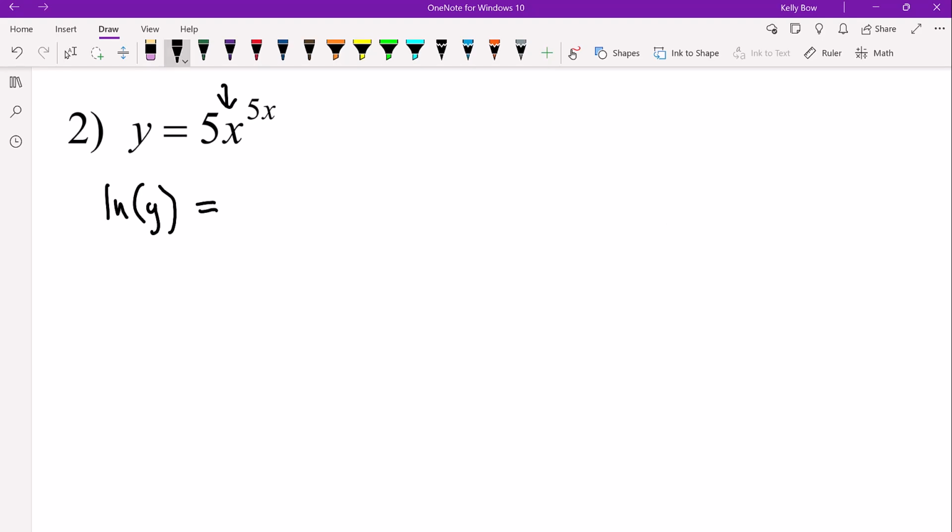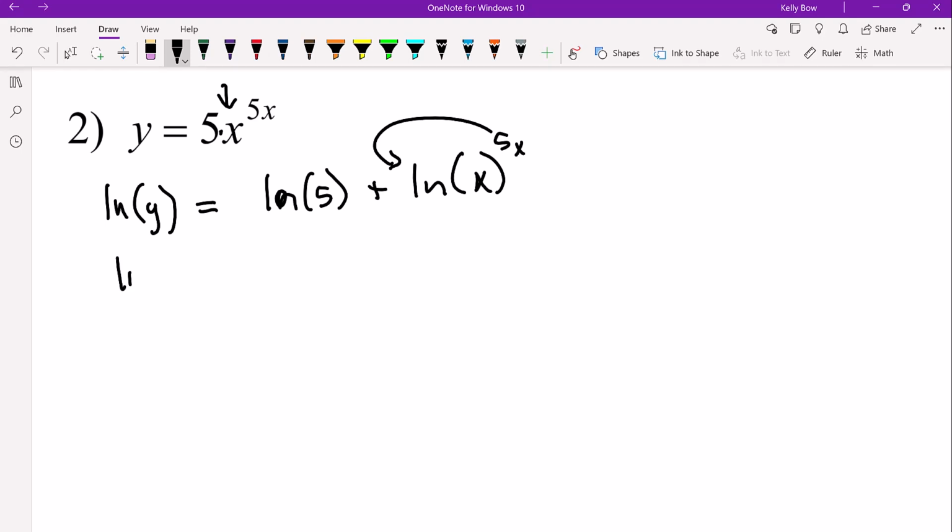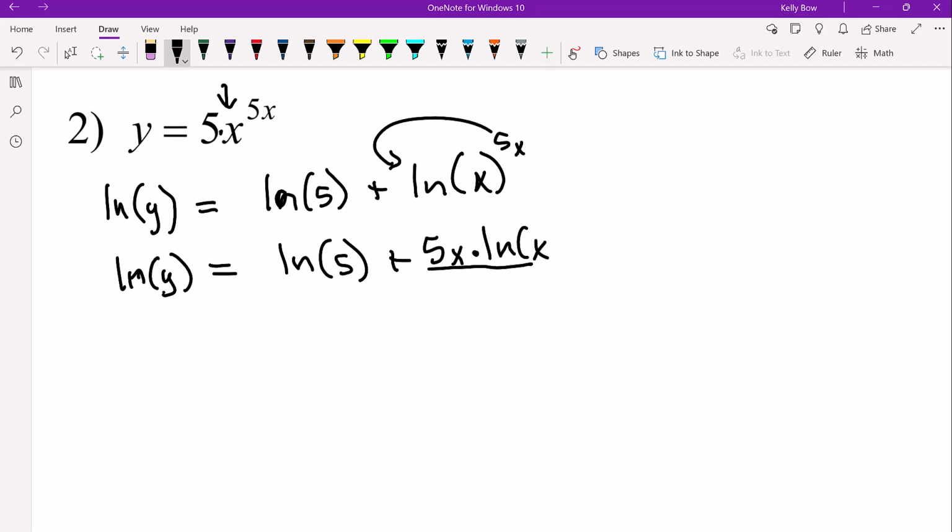We're going to separate this 5 times x to the fifth. So we're going to write ln of 5 plus ln of x to the 5x, and then using the properties of logs, that's going to come down in front. So one more time, ln y equals ln of 5 plus 5x times ln of x. And then right here, we're going to have a product rule.